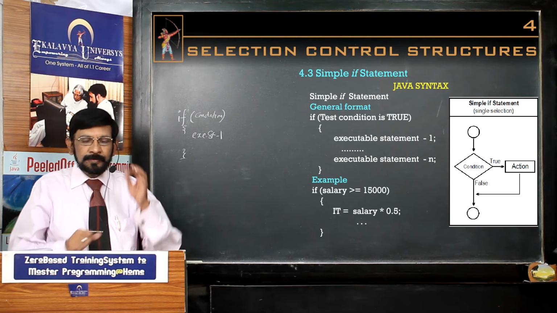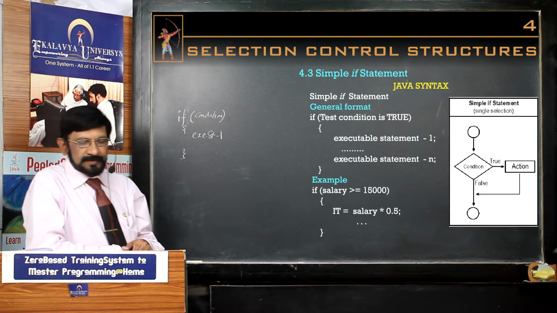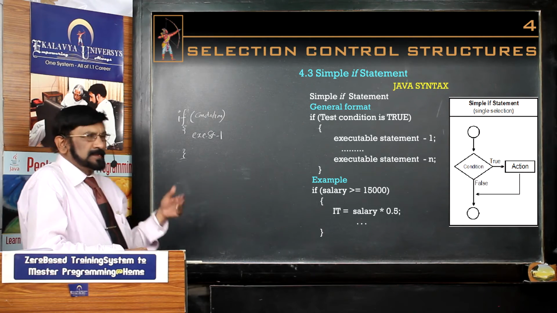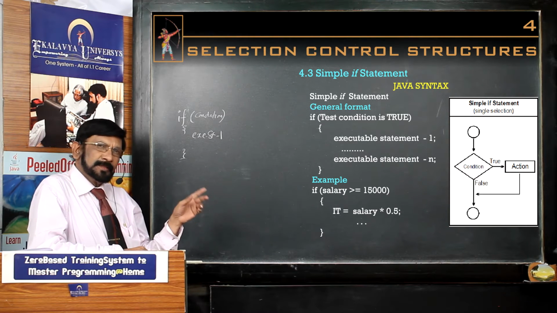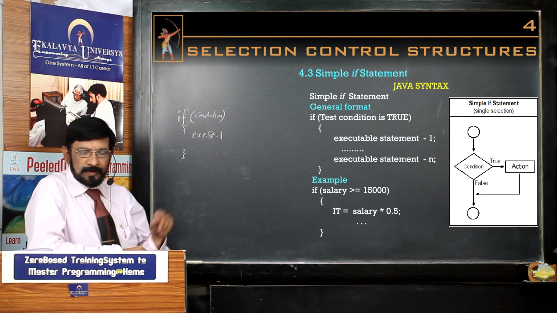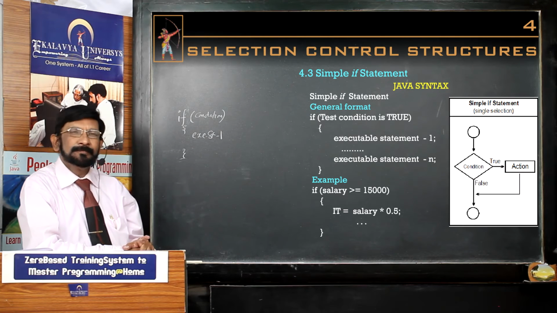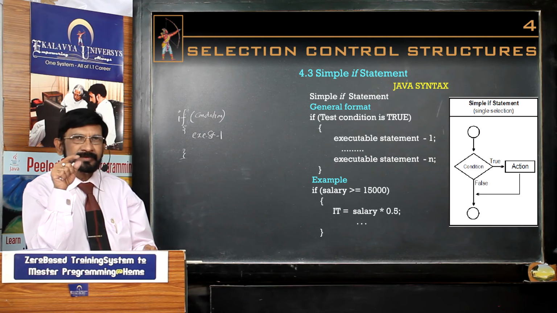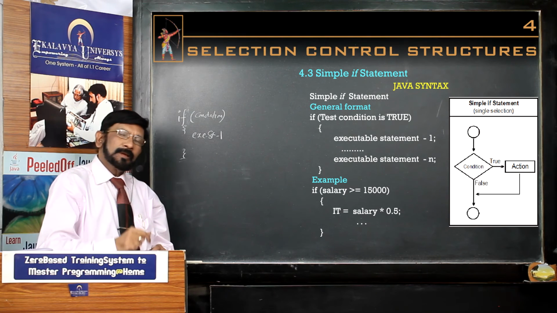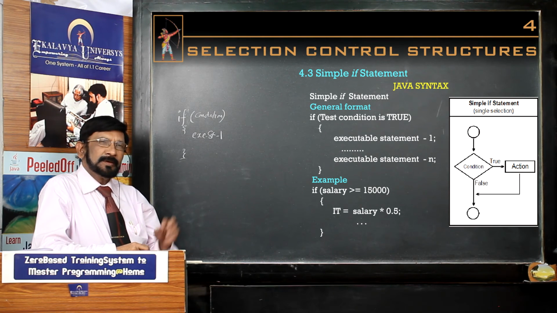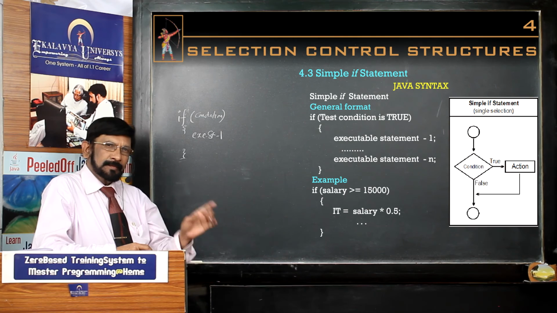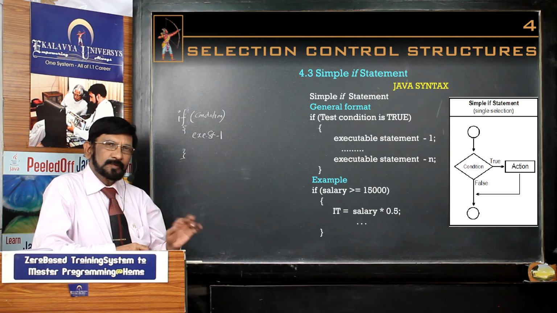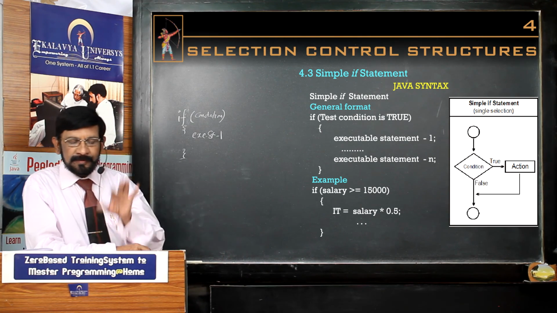And if you see the example, the same salary example: if the salary per month is greater than or equal to 15,000, the IT deduction is salary into 0.5. That means 5% of the monthly salary is deducted towards the IT provision. In that way, we have to write.